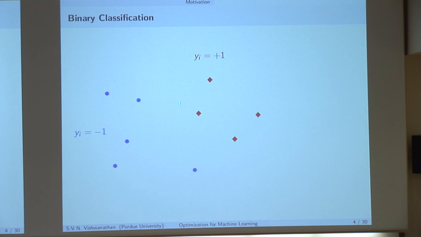So you're given some set of points. These points, say there are some red diamonds, and then there are some blue dots. Okay? And clearly, I mean, this is a two-dimensional toy problem, and clearly you can see that these points are linearly separable. Okay, so there's no problem with that.